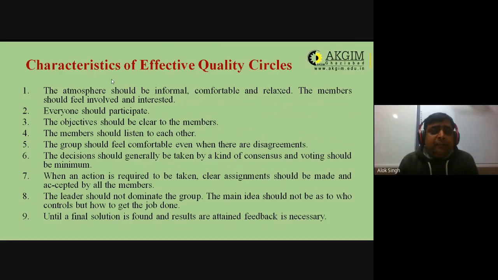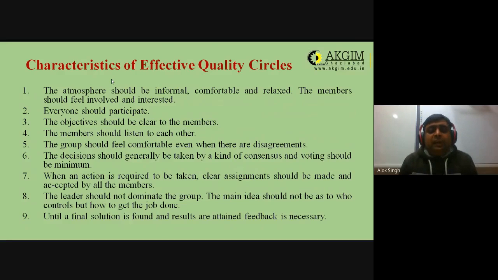Based upon discussion, they should decide what would be the best feasible solution to adopt for a particular type of problem. Until a final solution is found and results are attained, feedback is necessary. When you get the final solution or best practices, you should take feedback from each and every member, so that there is no point of disagreement left.